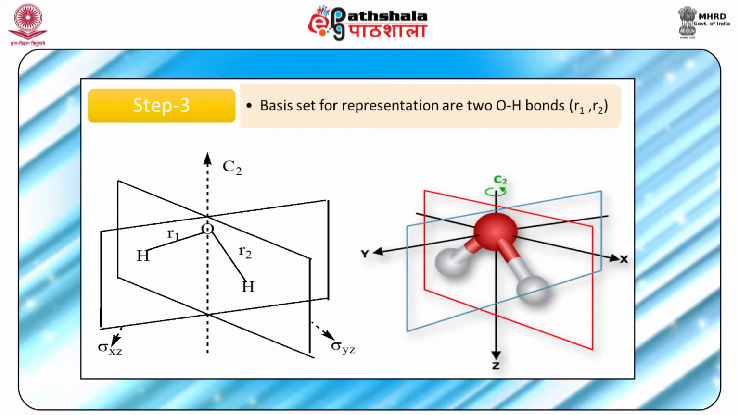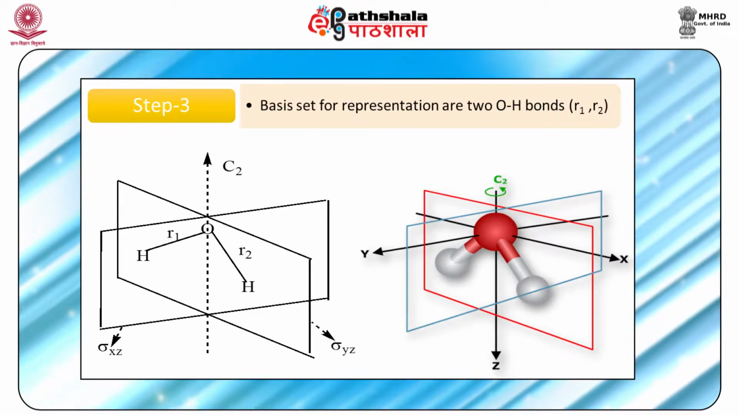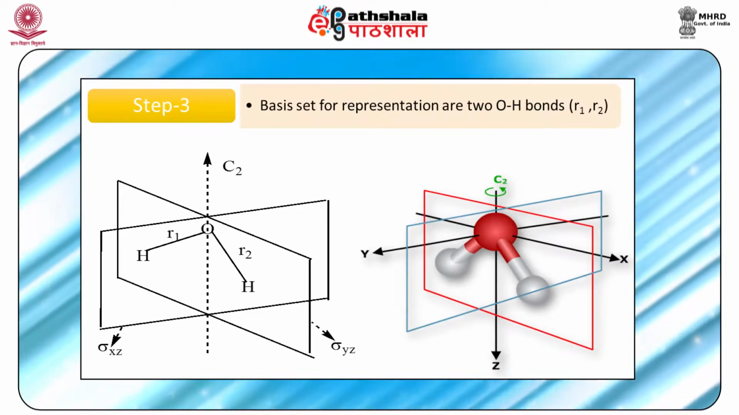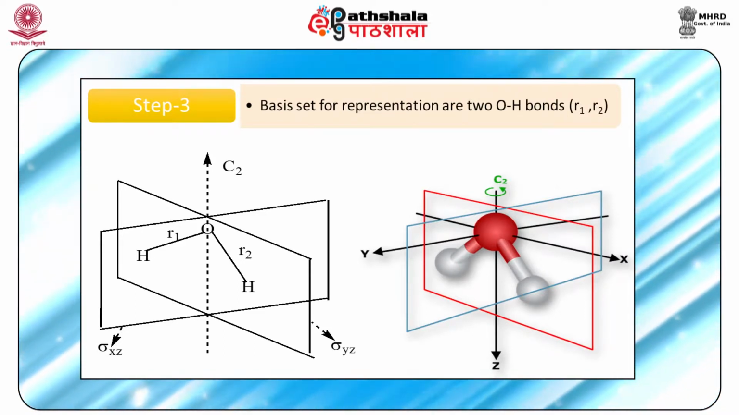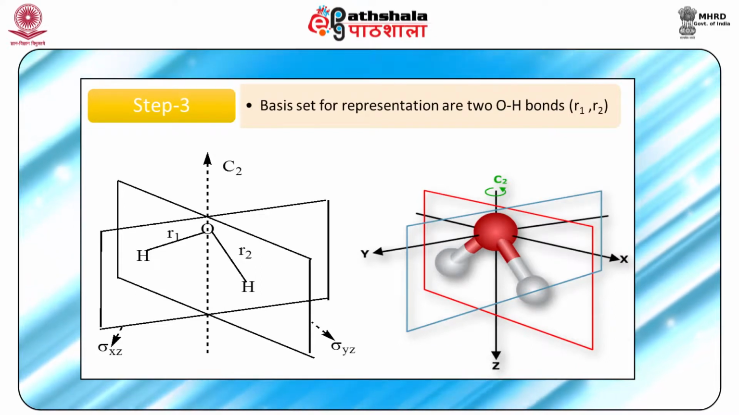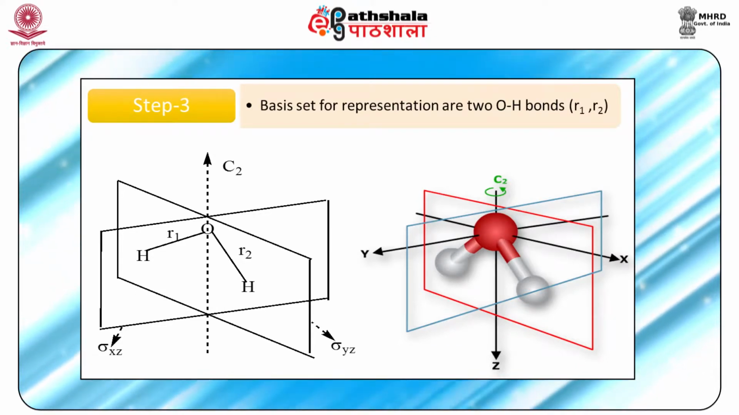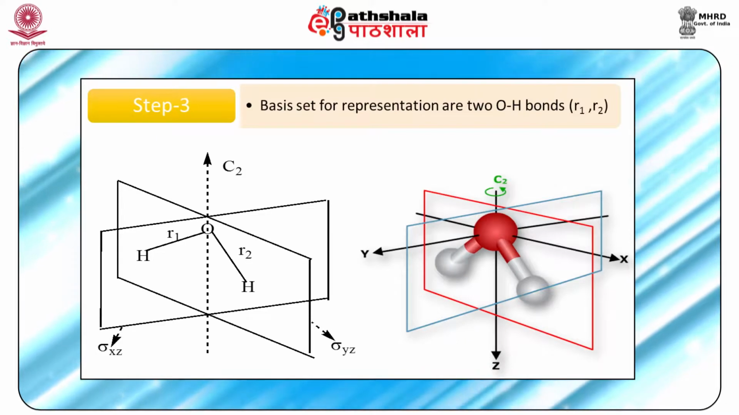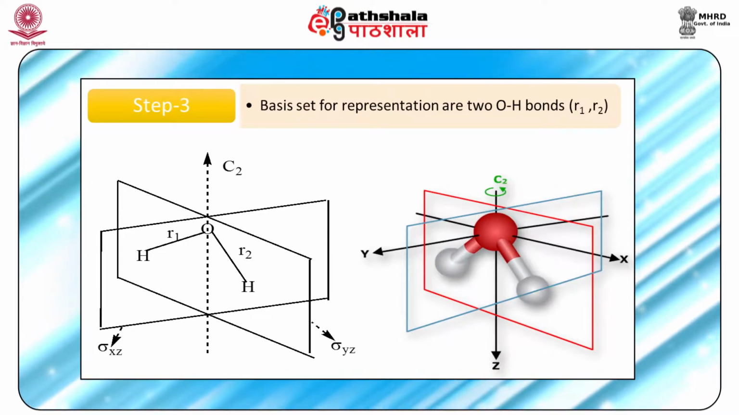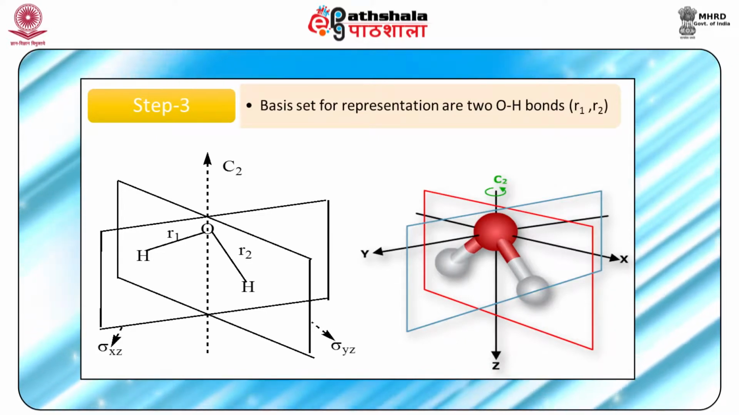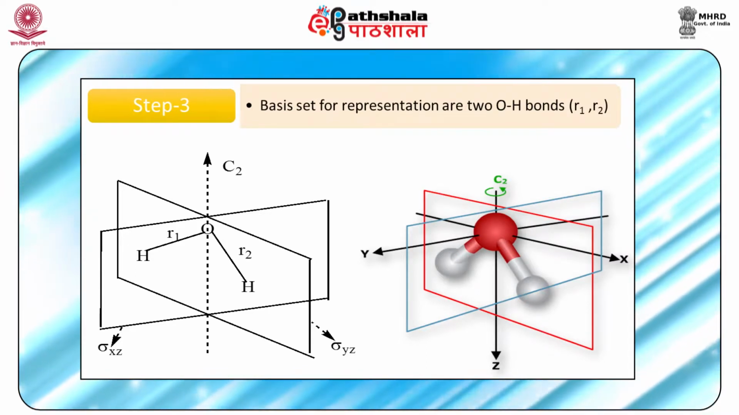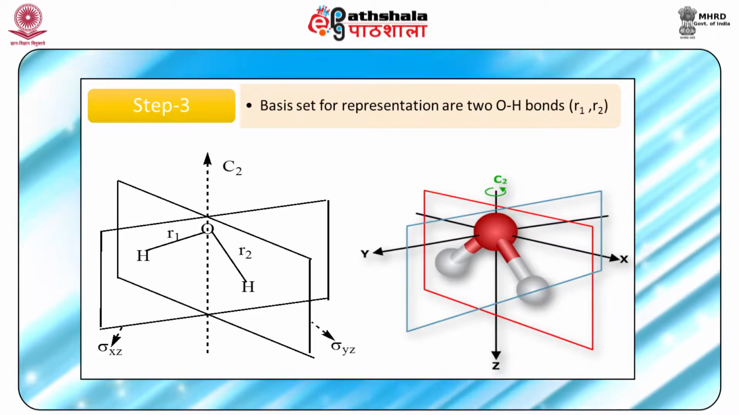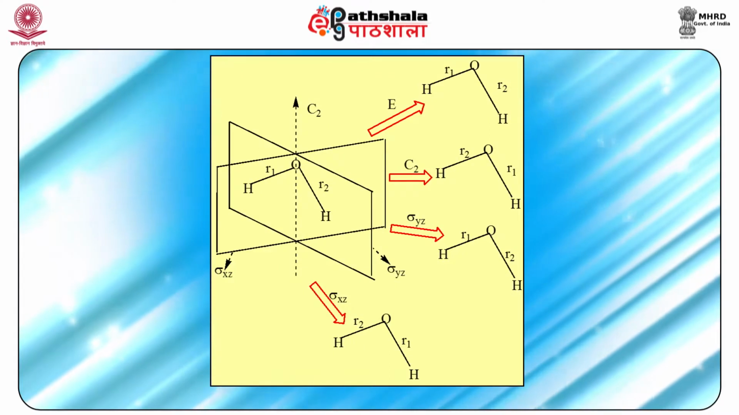Now, step 3. The basis set for the representations are the two OH bonds R1 and R2, that is over here, and we will see the effect of symmetry operations of this C2v point group on these bond vectors. That is, C2 shifts all of them, sigma yz leaves all lying in the plane, sigma xz shifts both, E does not shift.